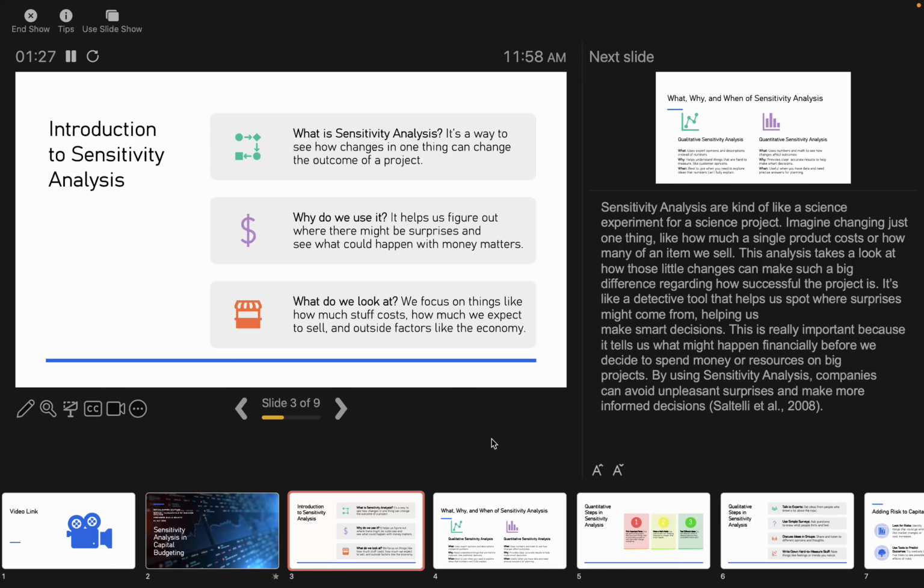decisions. This is really important because it tells us what might happen financially before we decide to spend money or resources on big projects. By using sensitivity analysis, companies can avoid unpleasant surprises and make more informed decisions.